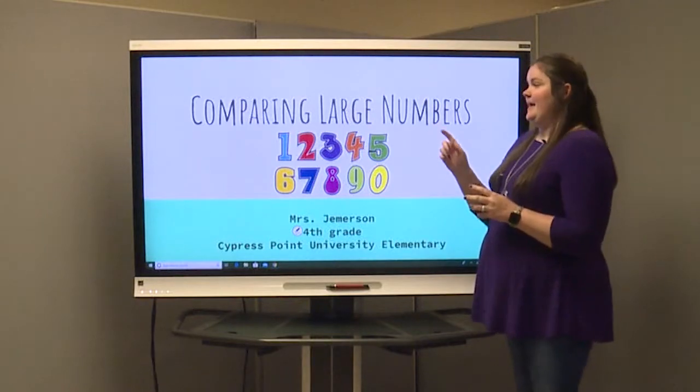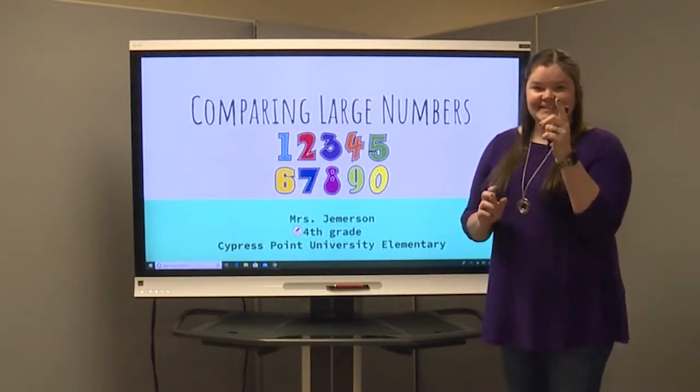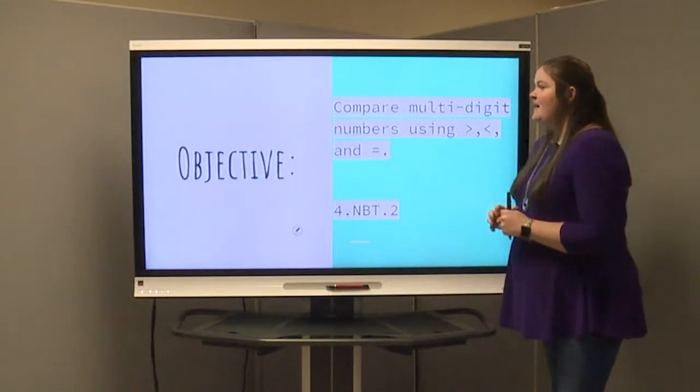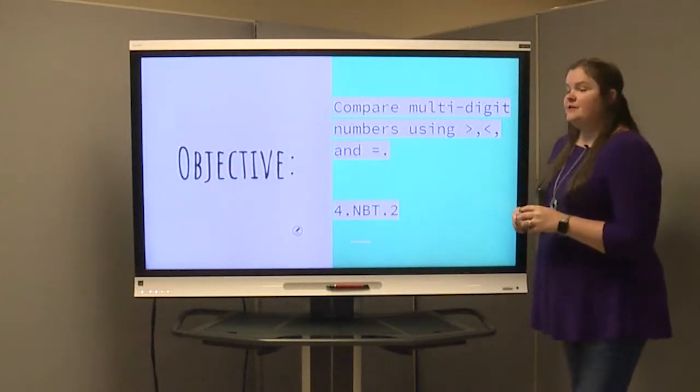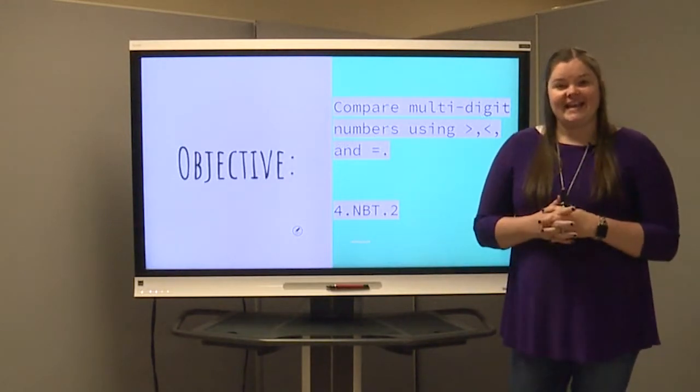Today we are doing comparing large numbers. So let's get started. All right, our objective today is to compare multi-digit numbers using the greater than, less than, and equal to signs.